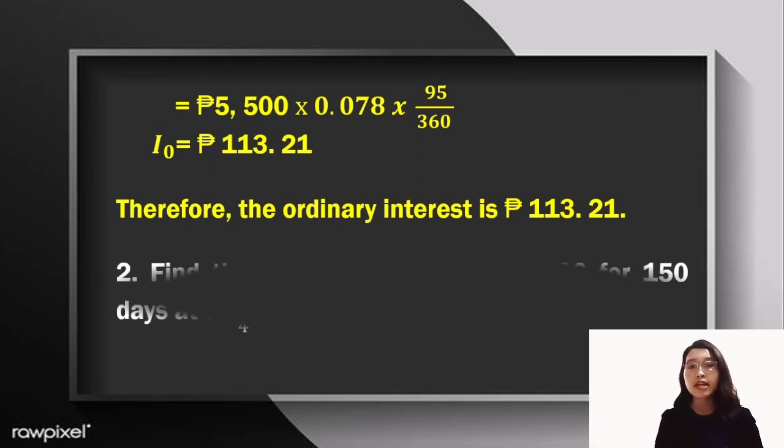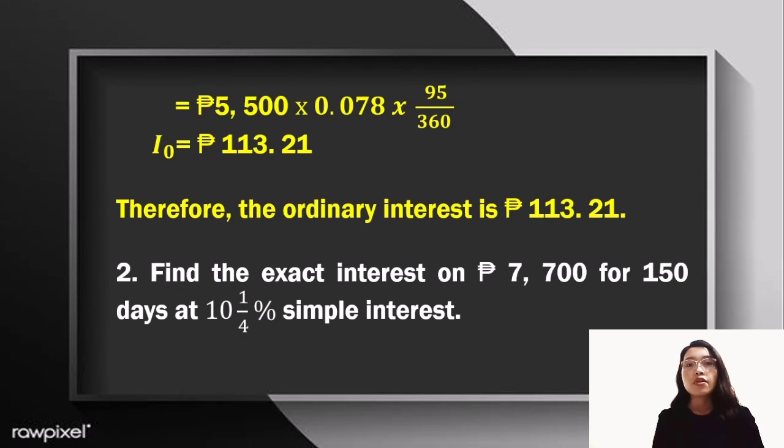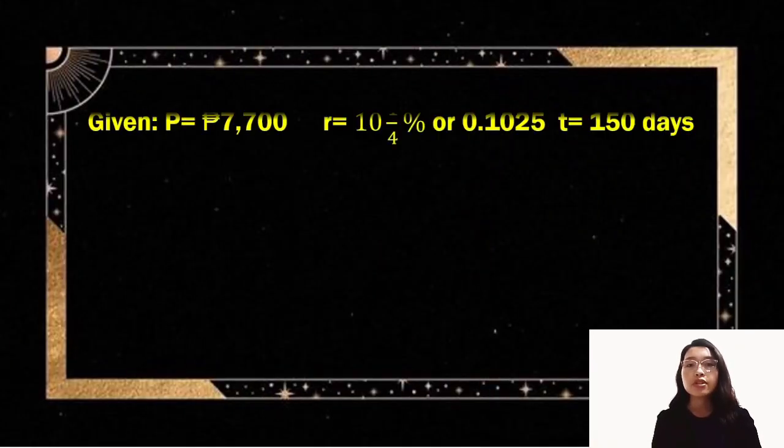Now let's proceed to the second illustrative example. Find the exact interest on 7,700 pesos for 150 days at 10 and 1/4% simple interest. Given here are the principal, which is equal to 7,700 pesos, and the rate, which is equal to 10 and 1/4%, or when converted to decimal will be 0.1025. Time is equal to 150 days. Since we are to find the exact interest, we have to use 365 as the denominator for the number of days.